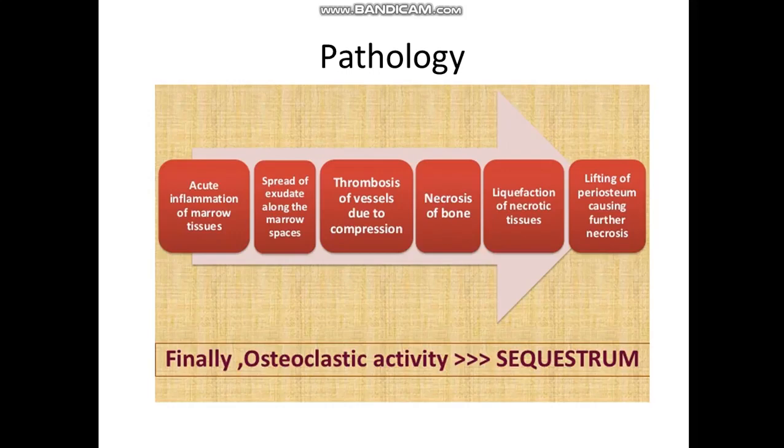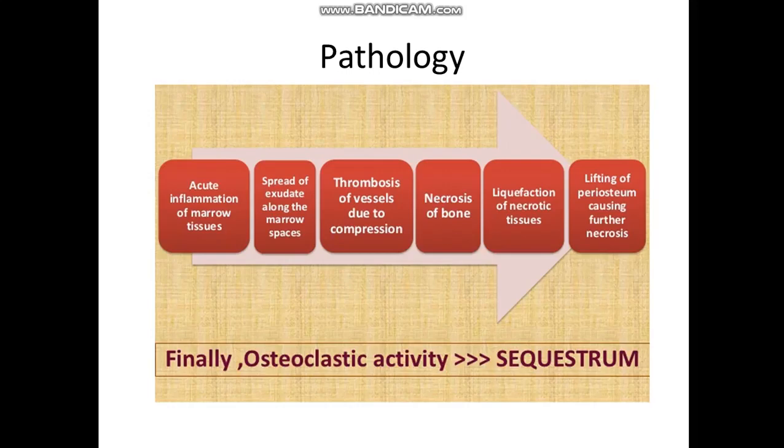Since there is exudate within the marrow spaces, it compresses the blood vessels, and this will cause thrombosis of the blood vessel. Exudate causes compression on the blood vessel, so there is thrombosis, there is decrease in the blood supply, and this will lead to bone necrosis. Bone necrosis may undergo liquefaction, and this will lead to lifting of periosteum.